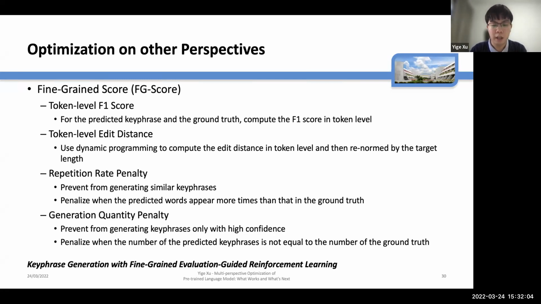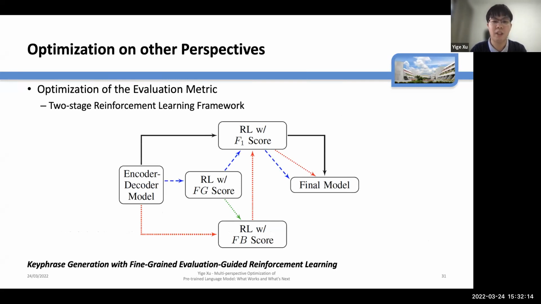ground truths. And with these four kinds of fine-grained scores, we combined them and designed a two-stage reinforcement learning framework. The black line is the original reinforcement learning framework that used the F1 score as the reward. Then the blue line is our two-stage reinforcement framework that first used the fine-grained score as the reward for reinforcement learning, then uses the F1 score.